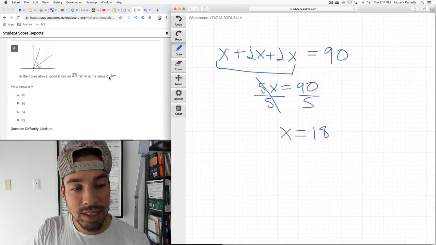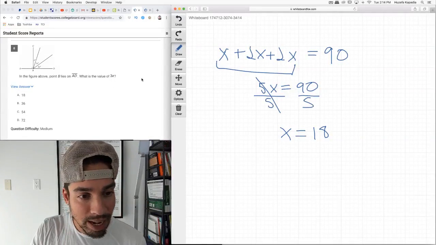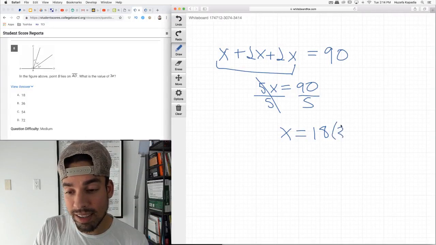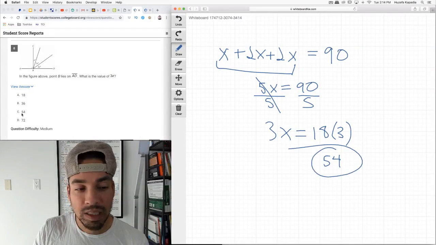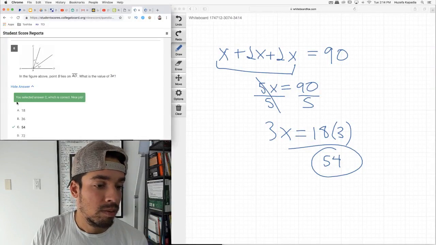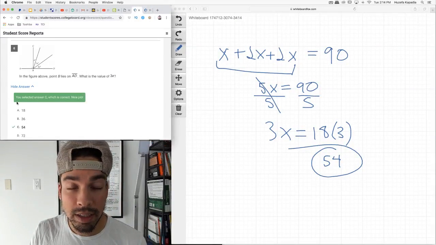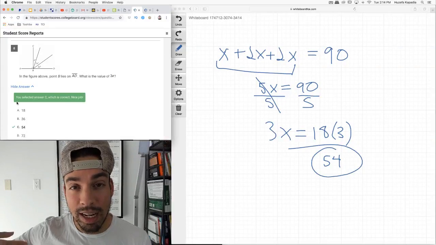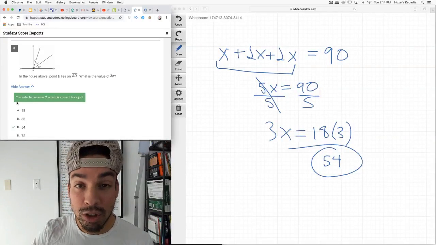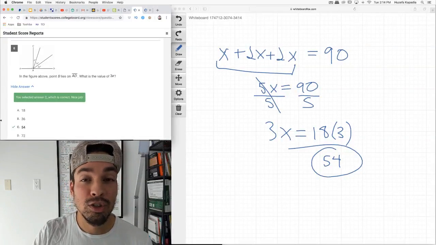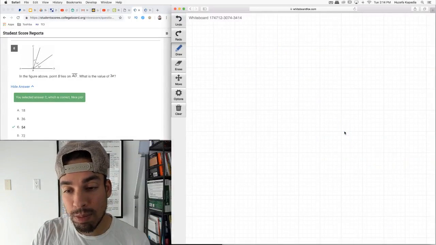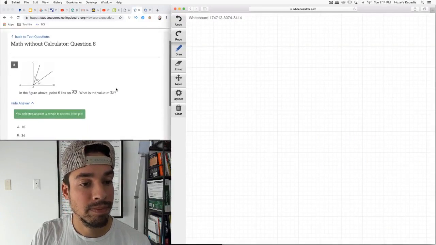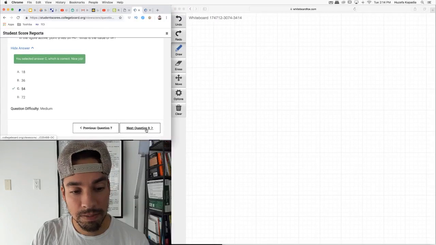So you could have selected A once you found x, but you would have been wrong, because they do this. They ask for these extra details. They ask for 3x, right? So what's 3x? This times 3, which is 54. But it's tricky because you've got to pay attention to that last little bit of detail. You can do 80, 90% of the math correctly, miss that last bit, get no points. Attention to detail.